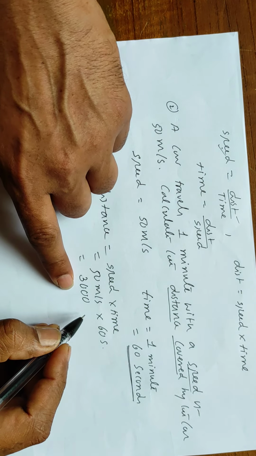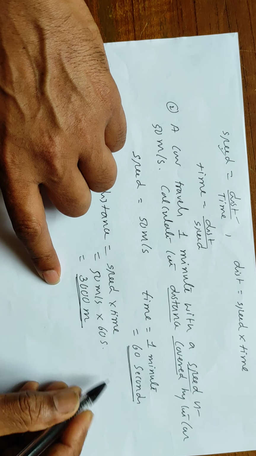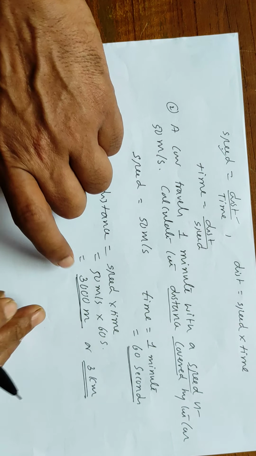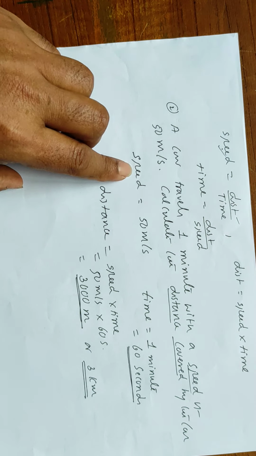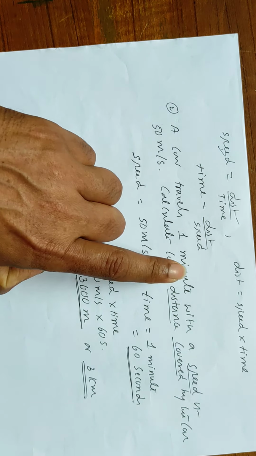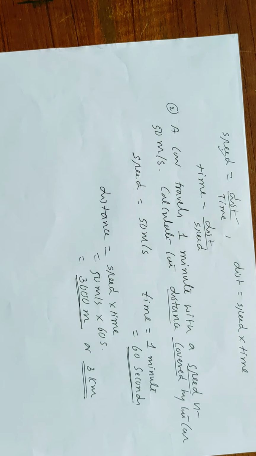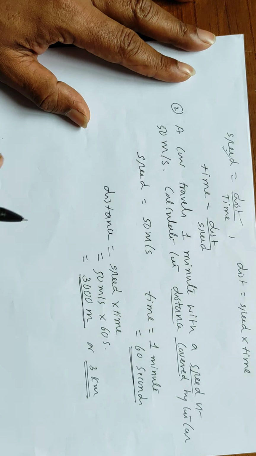The product is 3000 meters, or you can write it as 3 kilometers. If the car travels with a speed of 50 meters per second for 1 minute, it covers a distance of 3 kilometers. Dear students, one more thing we need to discuss.